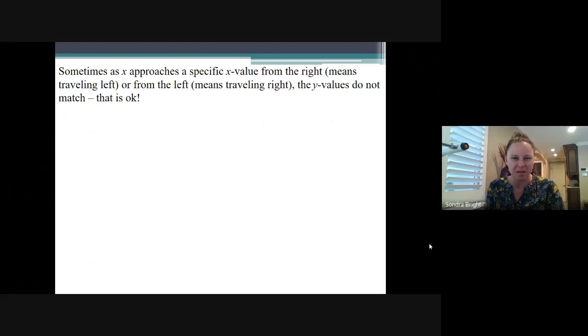When they don't match, we saw from Mean Girls, right? From the left, it was going to positive infinity, and from the right, it was going to negative infinity. Those two limits didn't match, and so we say the limit did not exist. So it's okay. Sometimes that happens.